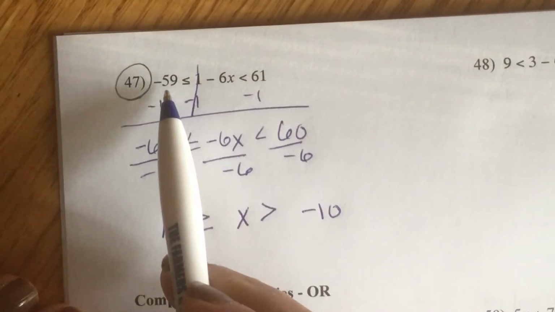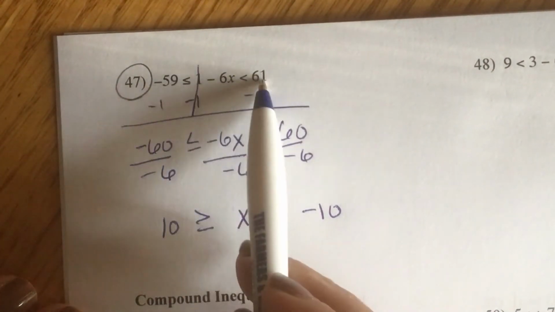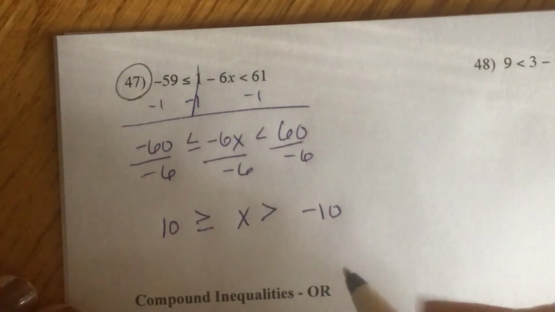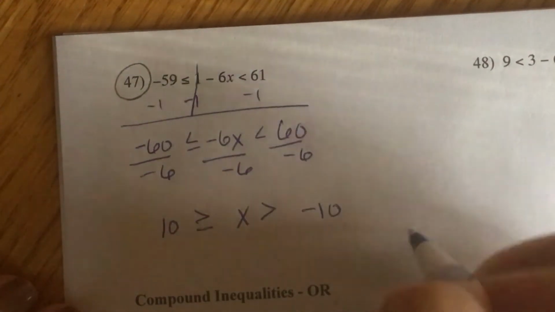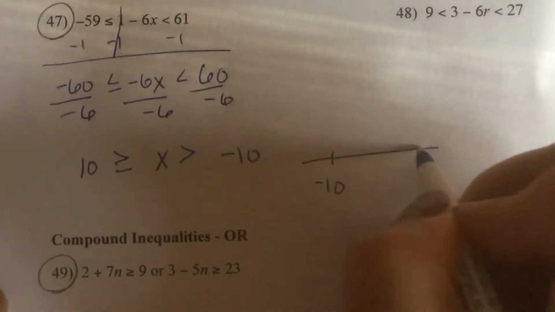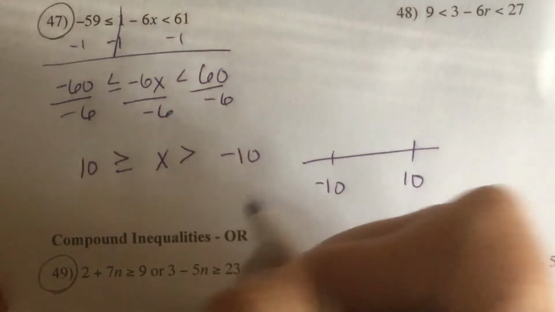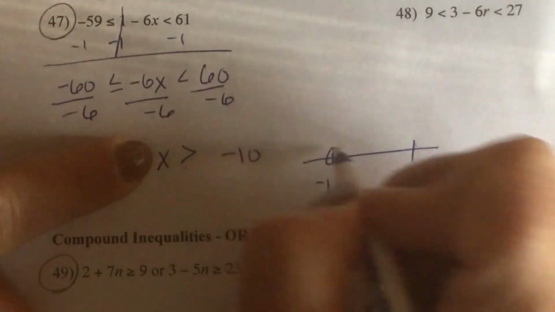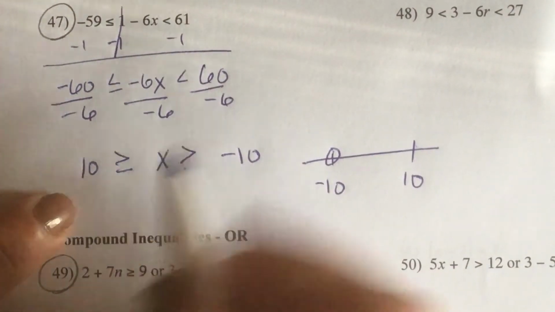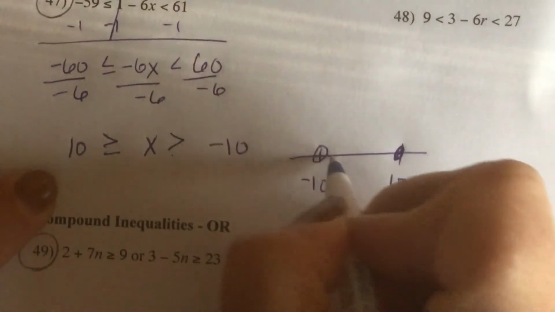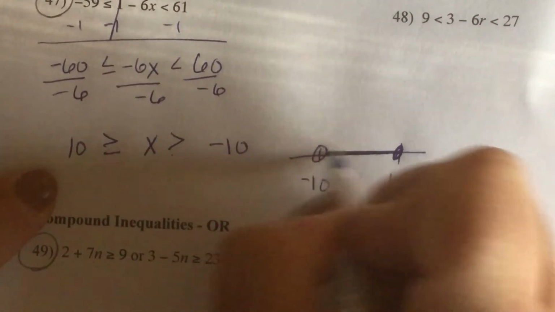So this was originally written from smallest to biggest. Now it's written from biggest to smallest. So if you go to put it on a number line, we're going to put negative 10 over here and positive 10 here, and then the connection with the negative 10 has an open circle. The connection with the positive 10 has a closed-in dot, and then it's all the numbers in between.